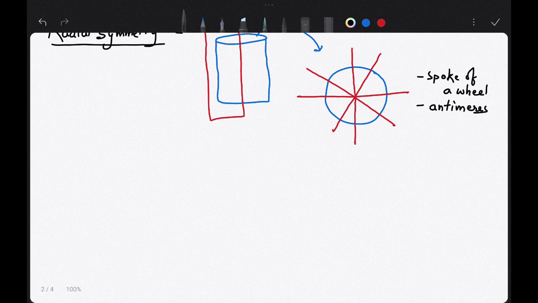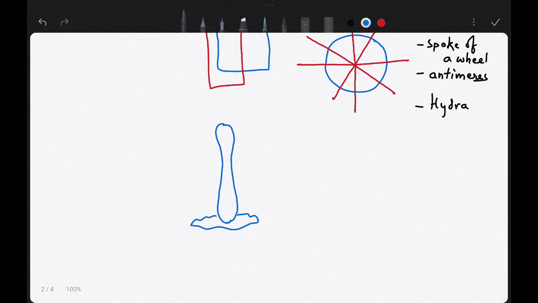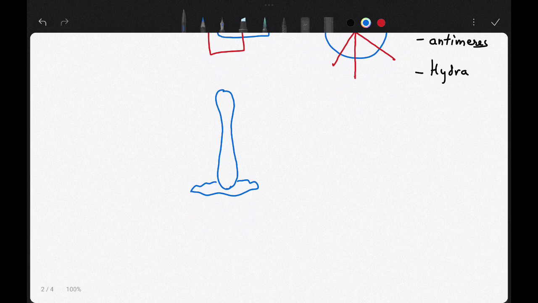Now radially symmetrical organisms have this type of symmetry because they are mainly static in nature. Static means they do not move much, their aboral surface is attached to the plane, and this is found in Hydra. Example is Hydra. Suppose I draw the organism, you will see that the aboral side means the side that is opposite to the oral side. This is the aboral side, it is attached to some surface.